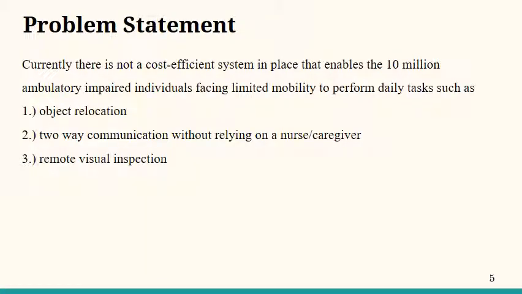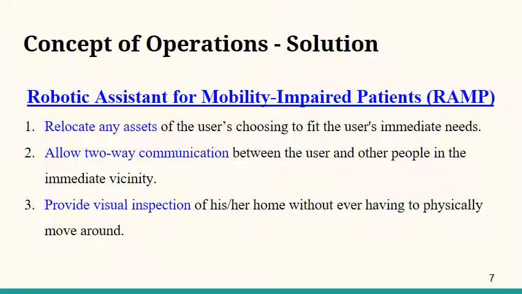So what's the problem? The problem is currently there is no cost-effective system in place that will enable these 10 million individuals to perform daily tasks such as object relocation, two-way communication, and remote visual inspection. That's why a system that has these functions is needed. Our solution is to create a robotic assistant for mobility impaired patients, which will have an object relocation function, two-way communication function, and visual inspection function.